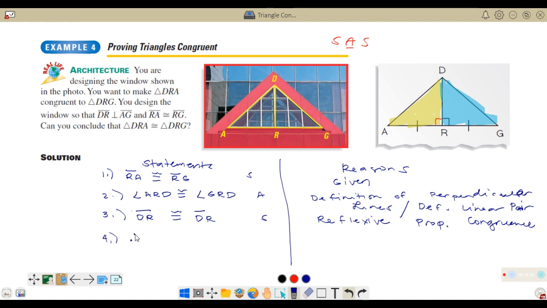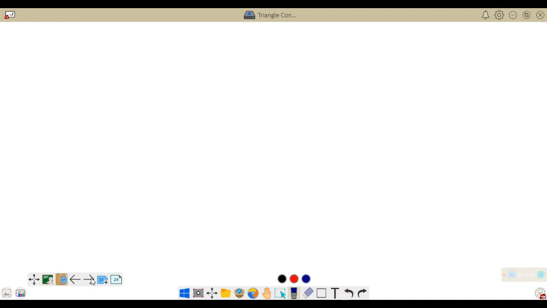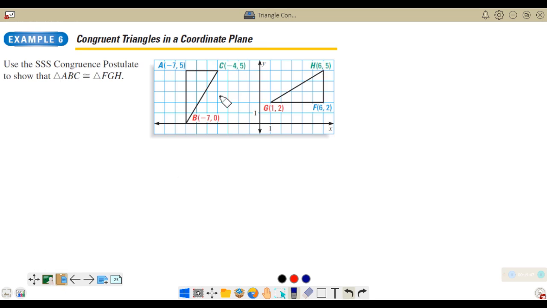Okay, dito na tayo sa conclusion. So, sa conclusion natin, triangle DRA is congruent to triangle DRG through the SAS congruence postulate. Okay? Okay. Last na ba to? Yes, last na yun. Okay, last na to.